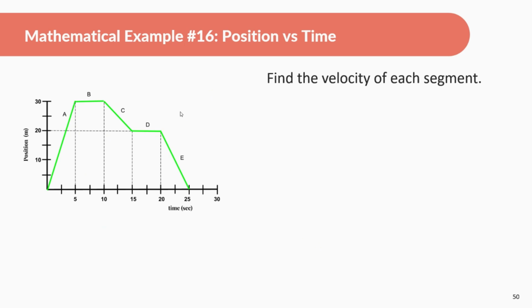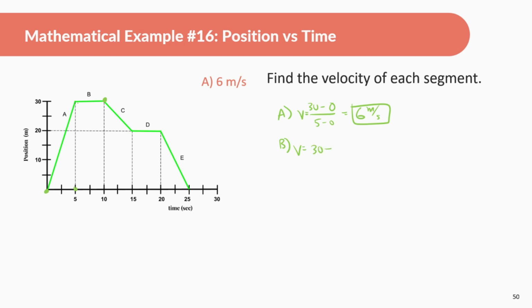Okay, find the velocity of each segment. This is going to be kind of a lot, but it should be good practice. So here we go. Point A, the velocity. I'm not going to even write everything out just because we should be good at it. The final position is 30. The initial position is 0. The time is from 5 to 0. So 5 minus 0. And this should be equal to 6 meters per second. Boom.